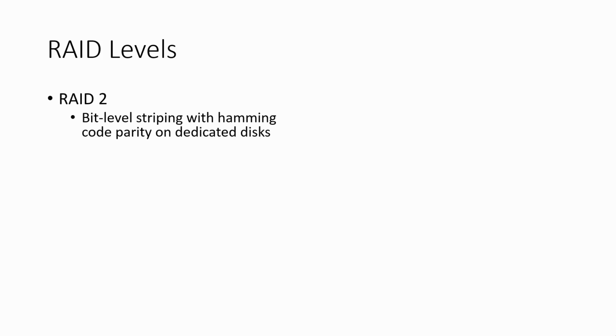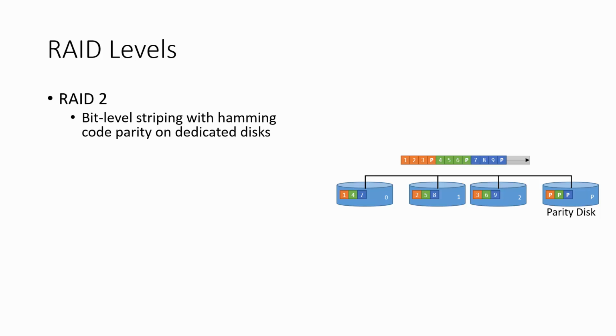Now let's look at a couple of additional RAID levels, and some of these RAID levels are ones that are not in use today but are included for historical reasons. RAID 2 is a bit level striping scheme with Hamming code parity on dedicated disks. So this is the example that we discussed in the parity disk scheme.